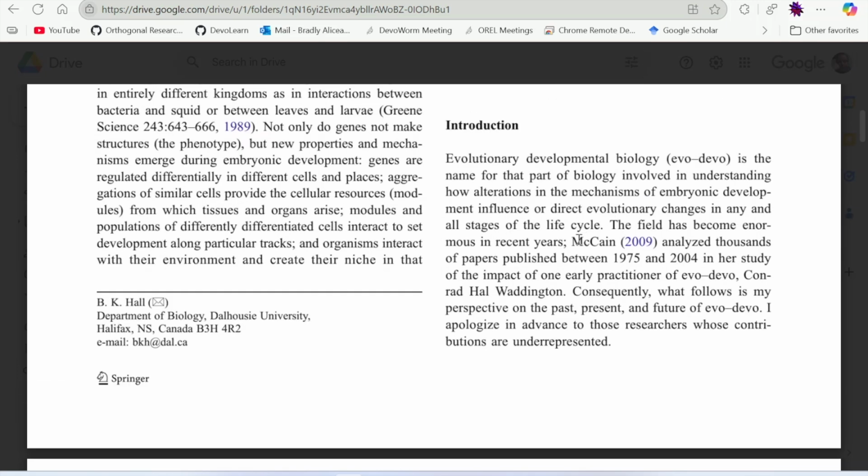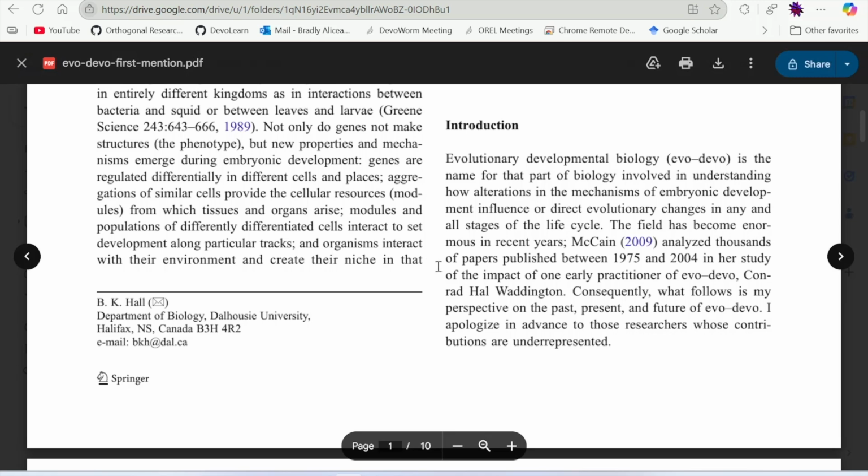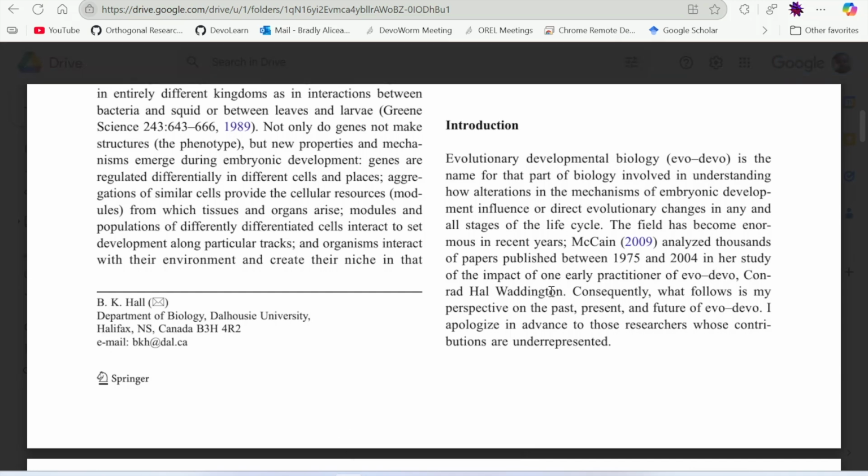If you're interested in the antecedents of Evo-Devo, there's this paper by McCain, 2009. She analyzed thousands of papers published between 1975 and 2004 and was interested in the impact of Conrad Waddington on Evo-Devo. Conrad Waddington, of course, was a developmental biologist who worked in about the mid-20th century. And he came up with epigenetic landscapes and some other insights. But then, of course, he influenced a lot of the people later.